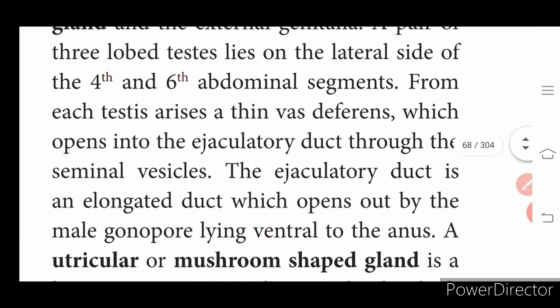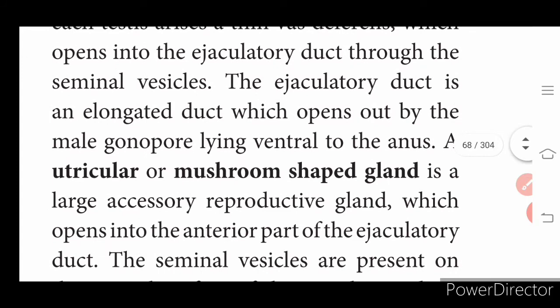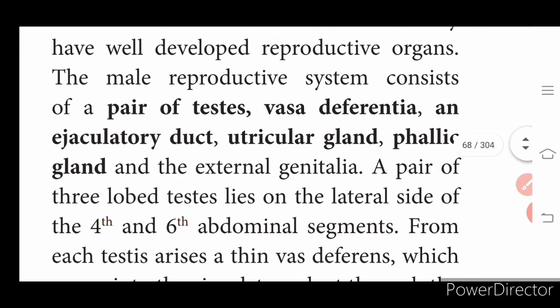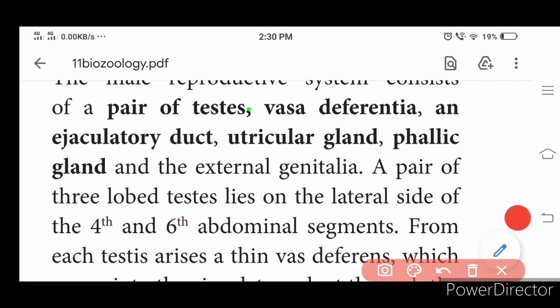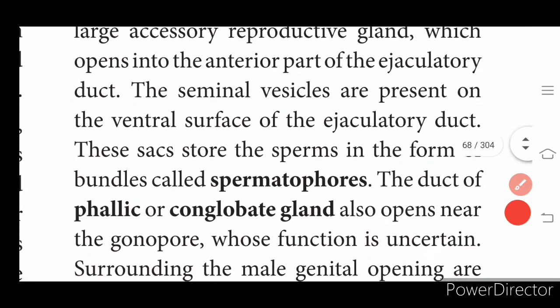Okay, so testes lie parallel. They are found on the lateral side of the 4th and 6th abdominal segments, and from there the duct arises, which is called the vas deferens, connected with the ejaculatory duct. Follow? See, it is the order in which it is given. In the same way, it is connected to the next organ. It is just given in order till the external genitalia. So that is what is discussed here.